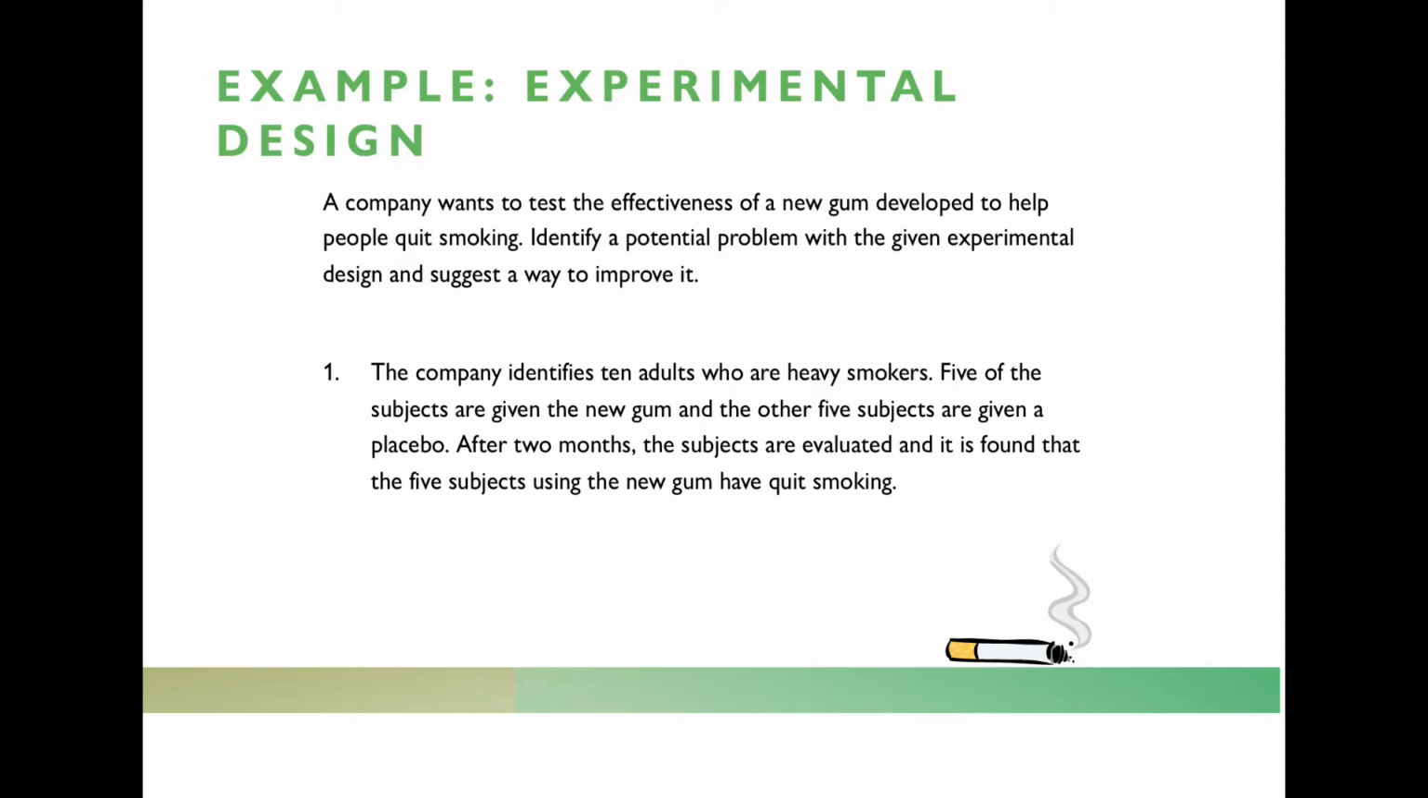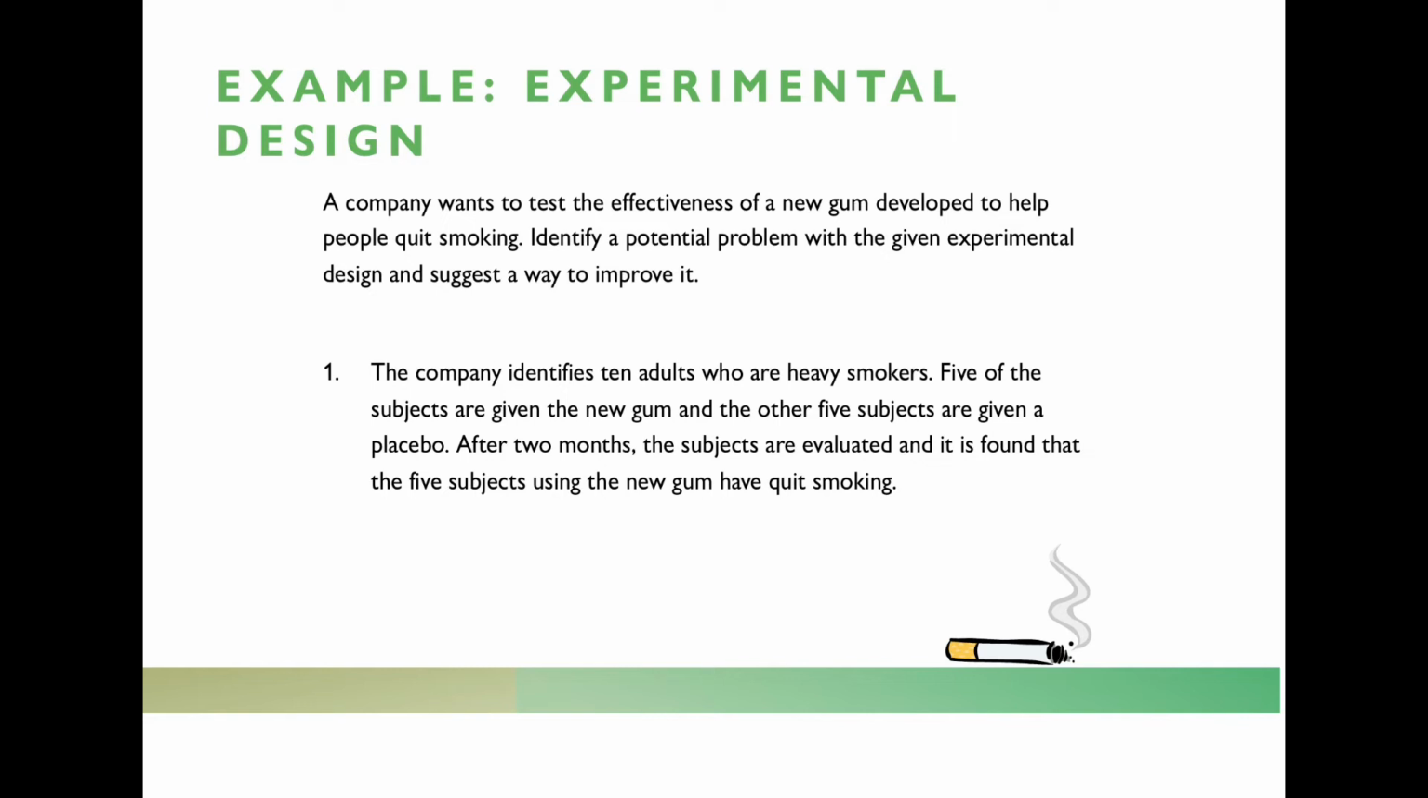So here's an example. A company wants to test the effectiveness of a new gum developed to help people quit smoking. Identify a potential problem with the given experimental design and suggest a way to improve it. All right, so the company identifies 10 adults who are heavy smokers. 5 of them are given the new gum, and the other 5 are given a placebo. After 2 months, the subjects are evaluated and found that the 5 subjects using the new gum have quit smoking.